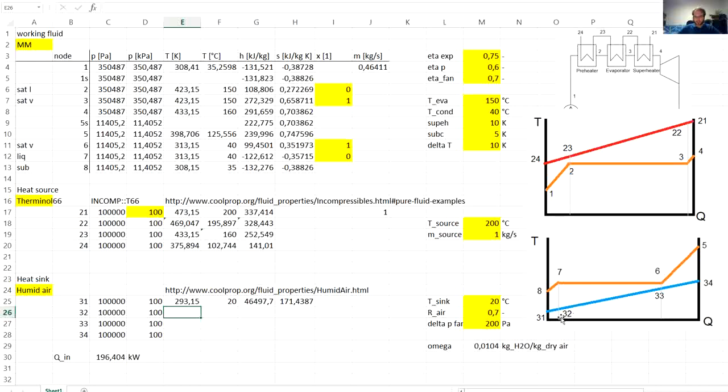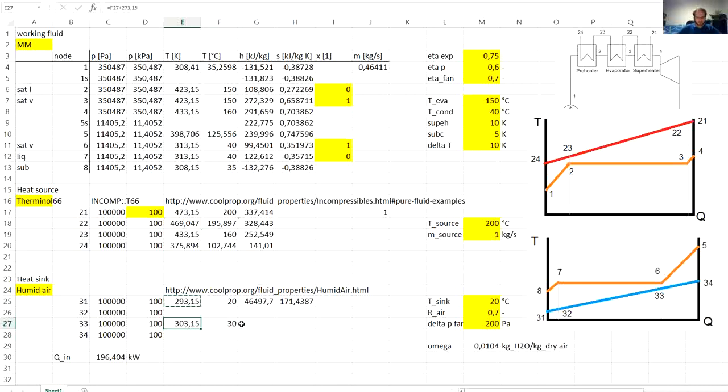We don't know anything about the point 32 or 34 yet, because we don't know the mass flow rate of this cooling air in this heat exchanger. But what we have specified is the pinch point, the minimal temperature difference, which will be here between the points 6 and 33. So the temperature at the point 33 will be the temperature at the point 6 minus the specified pinch point.